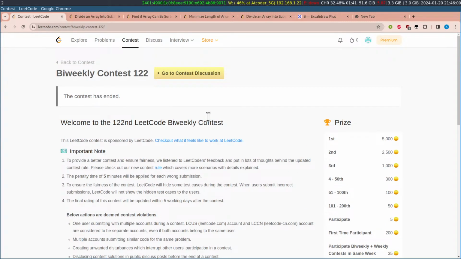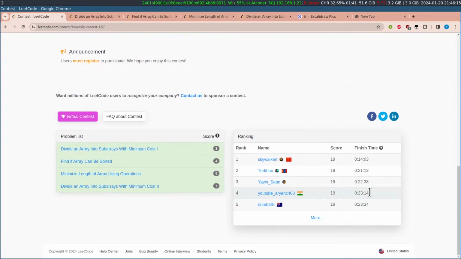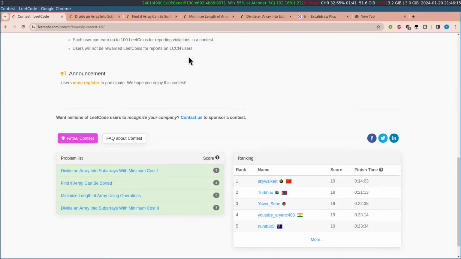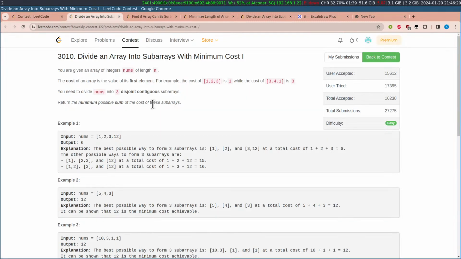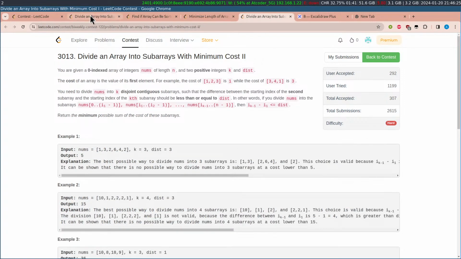Today I will be discussing the solutions to the problems of LeetCode Biweekly Contest 122. After the contest, I can take some other questions or doubts if there are any. This contest went pretty well for me. I was ranked fourth in the contest. Let's get started. The first problem says: divide an array into subarrays with minimum cost 1. This was the hardest problem of this contest.